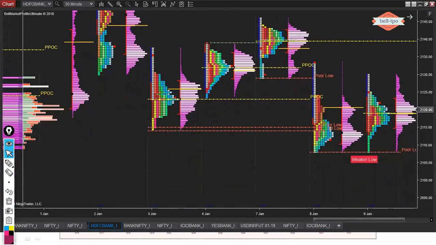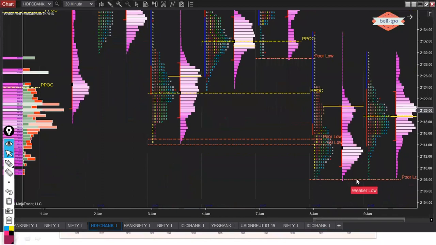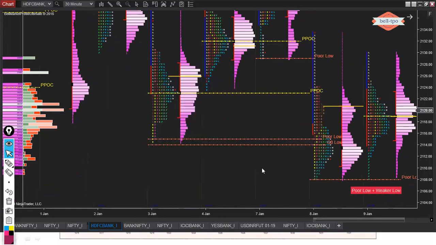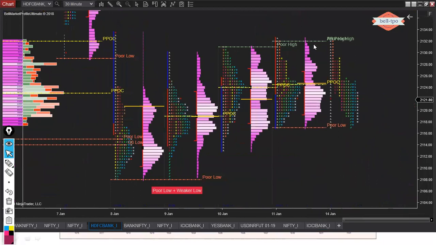Still, if you look into that, the low here is very mechanical. It's a weaker low plus a poor low. So poor low plus weaker low. I'm still monitoring how the auction is continuing over here, right? And at the same time, you look at the top, it is also an AB poor high.